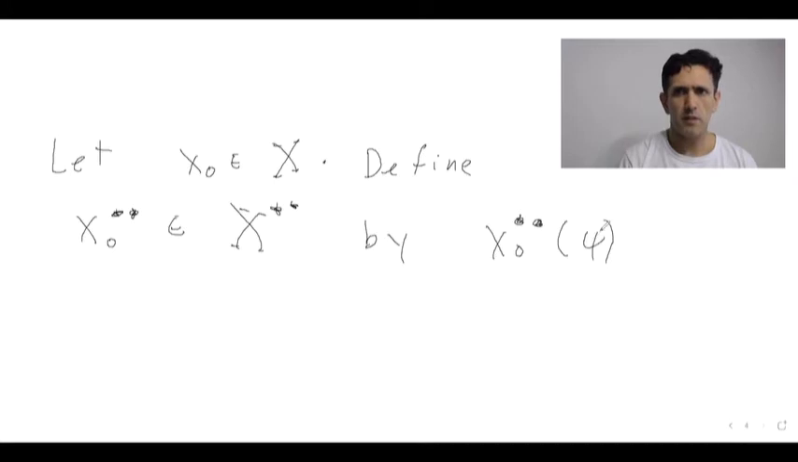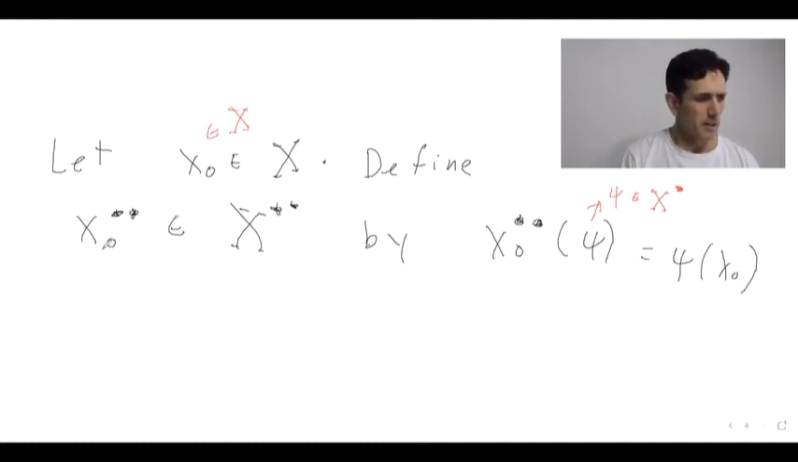Remember, let's take a step and unravel what's going on here. This here, psi, is in X star, the dual space. And x zero is obviously in X. So what's natural to do is plug x zero into psi, so it's psi of x zero. Okay. A little proposition is that this operation going from x zero to x zero star star is an isometry. Let's see why this is true.